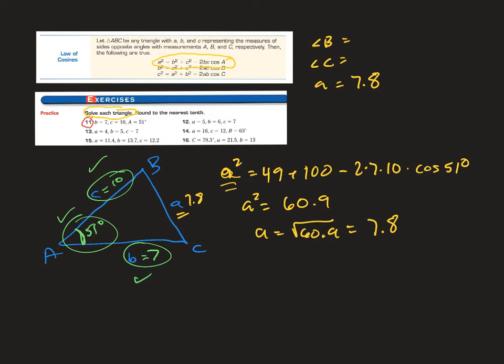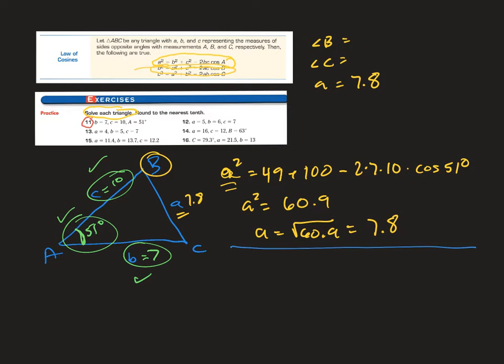So I know that A squared is 60.9. And so what I'm going to do is solve for angle B here. To get angle B, I'm going to use the second equation, which is b squared equals a squared plus c squared minus 2ac cosine b. So let me just draw a little line here so you can see that I'm starting a new calculation.